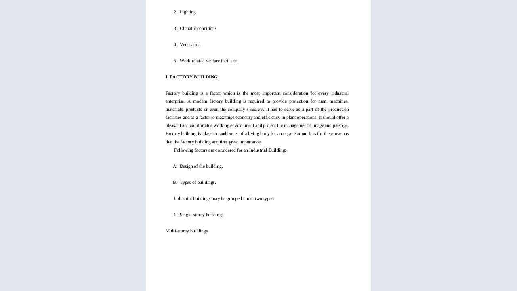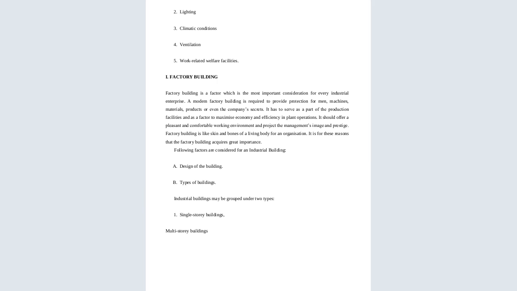So the factory building is the factor which is the most important consideration of every industrial enterprise. The modern factory building is required to provide protection for men, machines, materials, products, or even the company's secrets. So it has to serve as part of the production facilities and as a factor to maximize economy and efficiency in plant organization or operation. It should be a pleasant and comfortable working environment and project the management image and prestige.